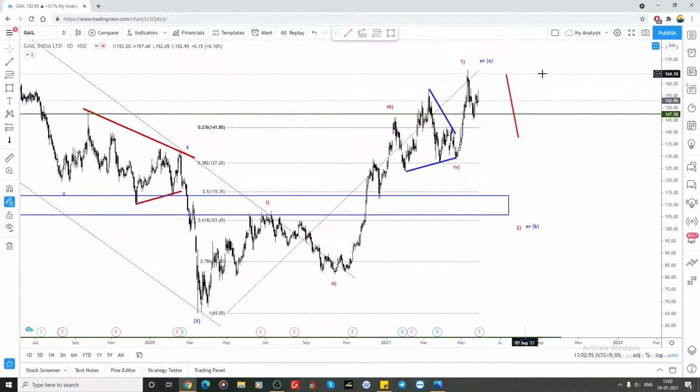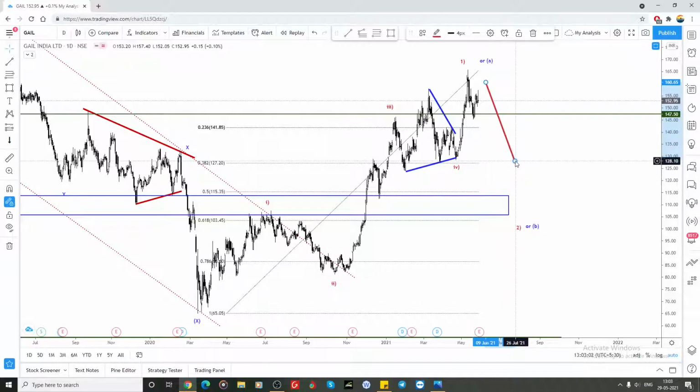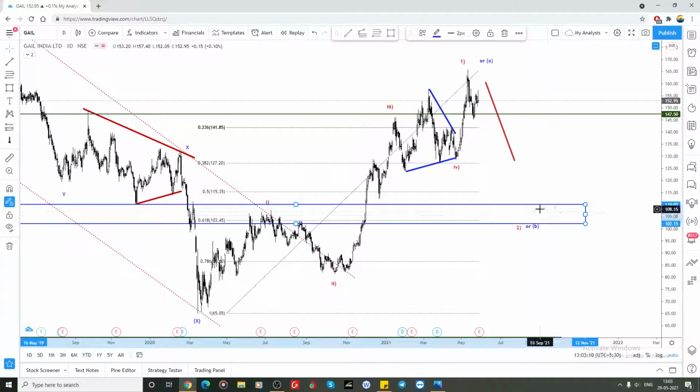So I'm expecting that 50% or 38% retracement. If it reaches here, again I will be on the buy side. From here it's a partial buy only, because if it comes to deeper corrections, it can reach 100 also. So mind that.